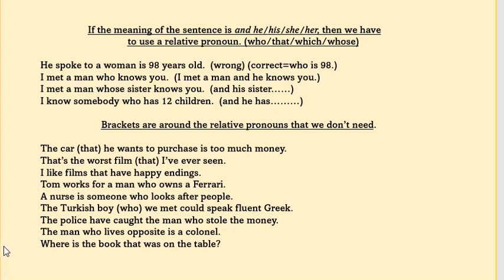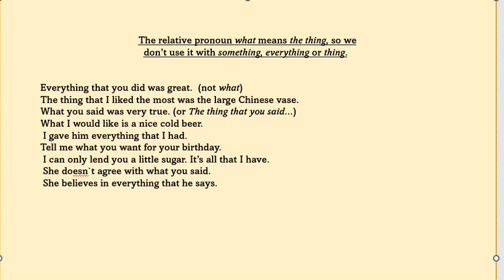Where is the book that was on the table? So the relative pronoun what means the thing. So we don't use it with something, everything or thing. Everything you did was great. Not what.